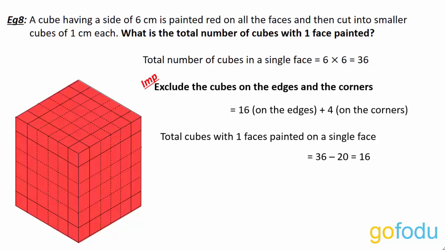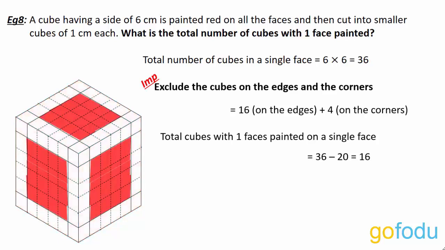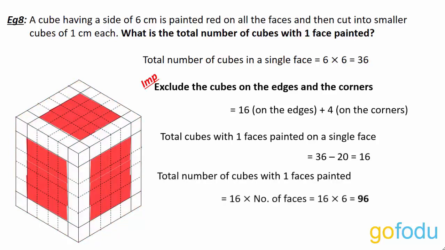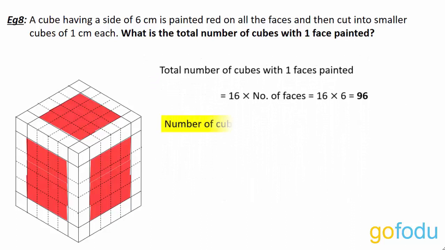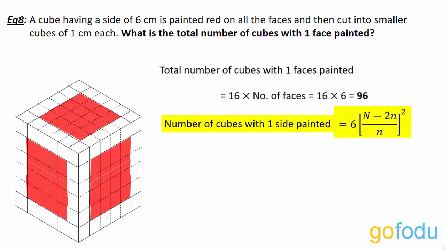Cubes with one face painted will look somewhat like this. So total becomes 16 multiplied by 6, which gives us 96 as the final answer. Let's try to generalize this. The number of cubes with one face painted can be found out with the help of this formula: 6 into whole square of (N minus 2n) upon n.